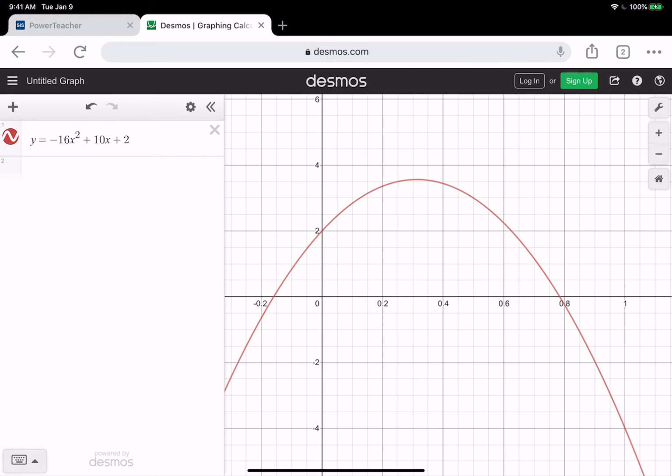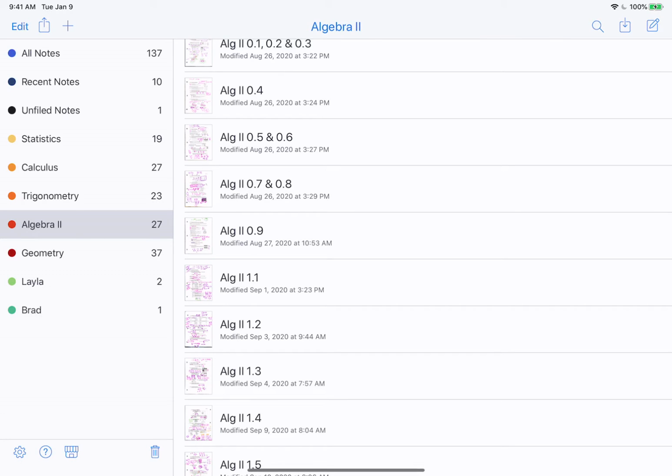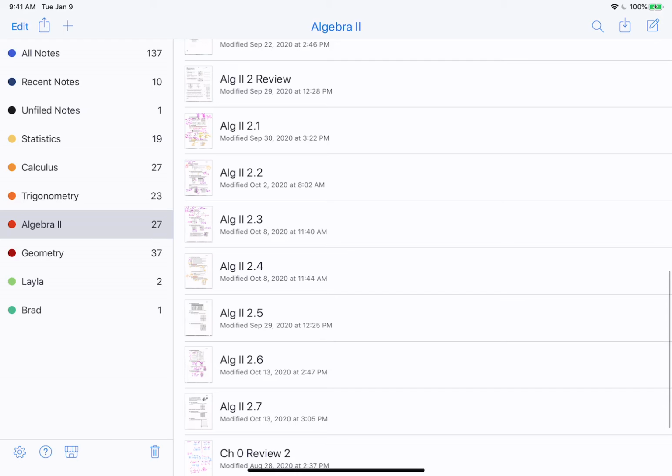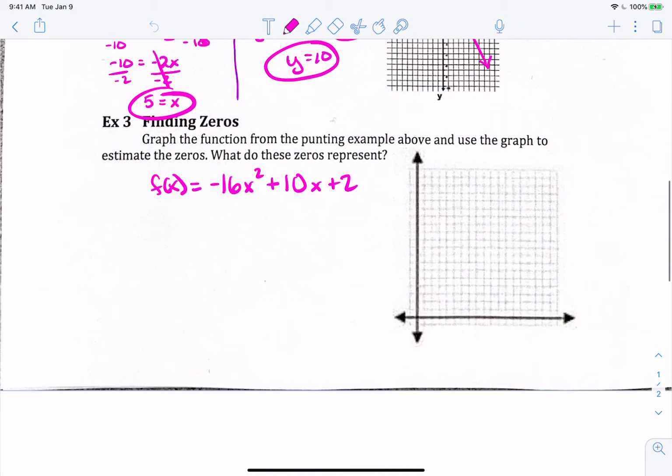So if I graph it on yours, shoot, it logged me out. Why did it log me out? I don't know. What are we on? 2, 7. Okay, so it starts here at 2. It goes up and then it comes back down. Really it goes on this side as well. That's what my parabola will look like.